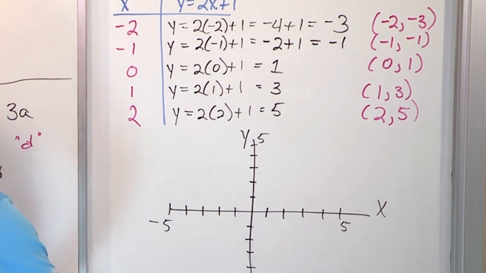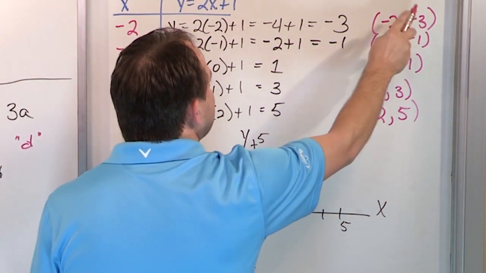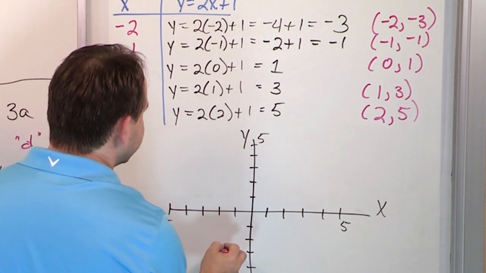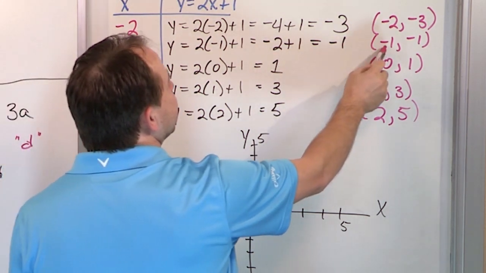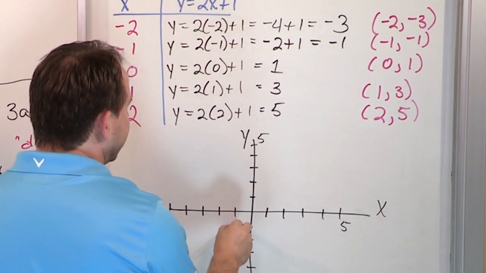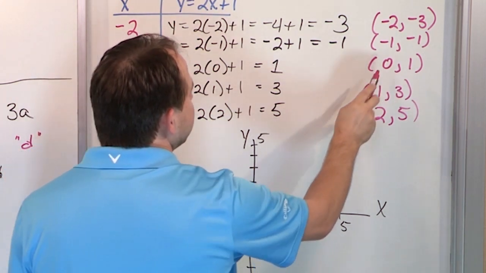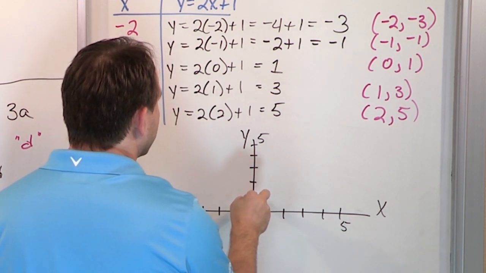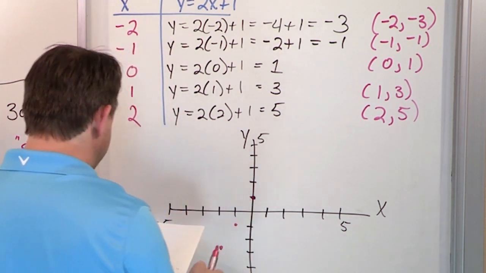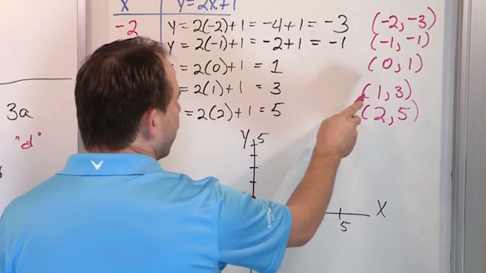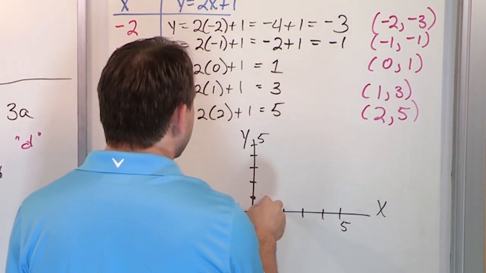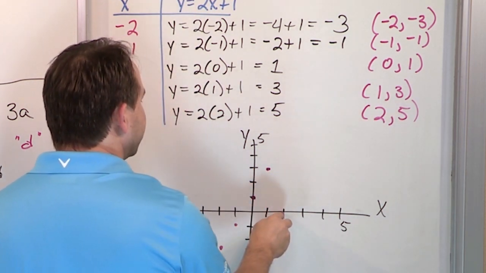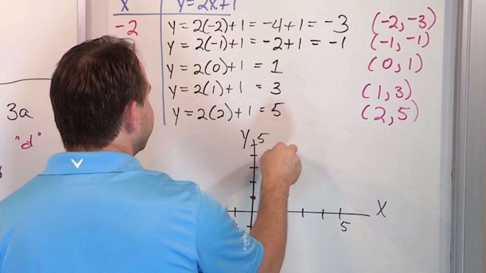All right, so let's plot some points. -2, comma -3. This is -2 for x, -1, -2, -3 is somewhere right around here. Next point, -1, -1. It's -1 for x, -1 for y, somewhere right around here. 0, comma 1. 0 for x, but 1 for y means I'm right here on top of the line here. 1, comma 3. 1 for x, 1, 2, 3 for y means I'm right here. And then 2, comma 5. Here's 1, 2, 1, 2, 3, 4, 5 means I'm right here.